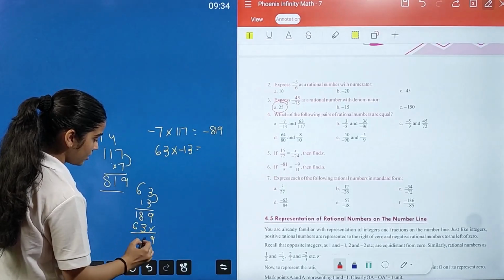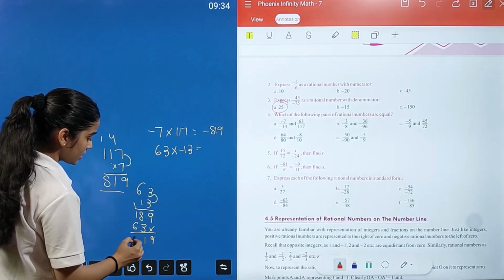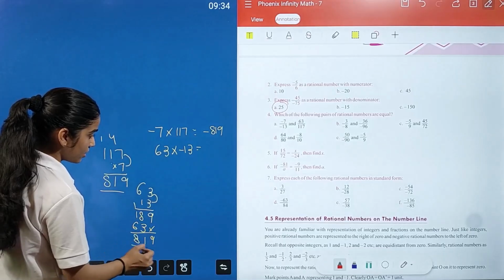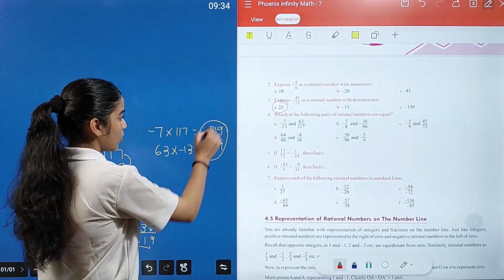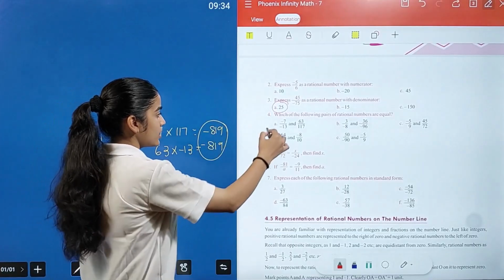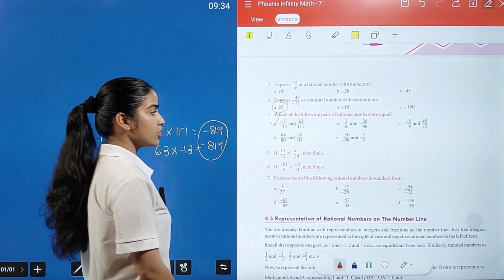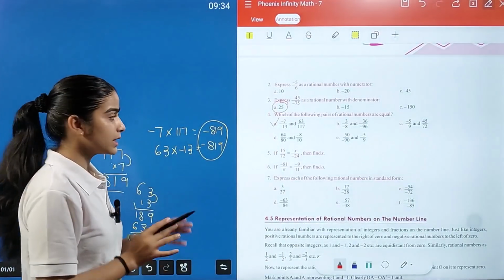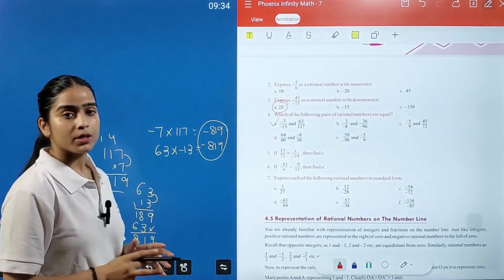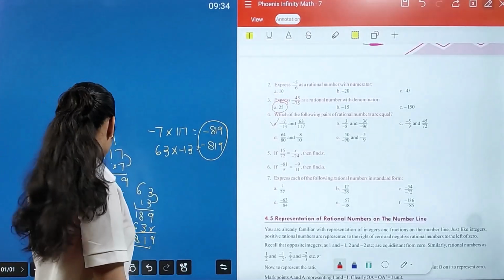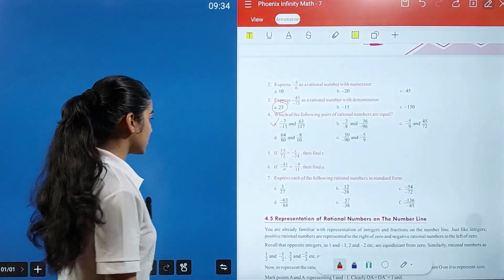So 9, 11, 1, 6, 7, 8. 8, 1, 9 minus. So both are equal to each other. So it means both the rational numbers are also equal to each other. So you just have to multiply them. Cross multiply you have to do here. And if your products are same, then you have both rational numbers equal to each other.